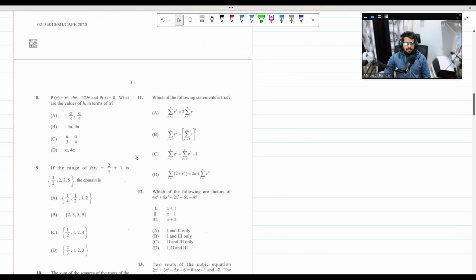P of x is equal to x squared minus hx minus 12h squared, and P of alpha is equal to 0. What are the values of h in terms of alpha? So if P of alpha is equal to 0, then we are going to get alpha squared take away alpha h minus 12h squared will be equal to 0. This is P of alpha. What are the values of h?